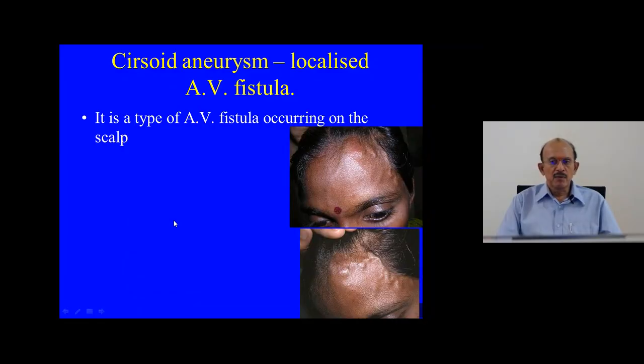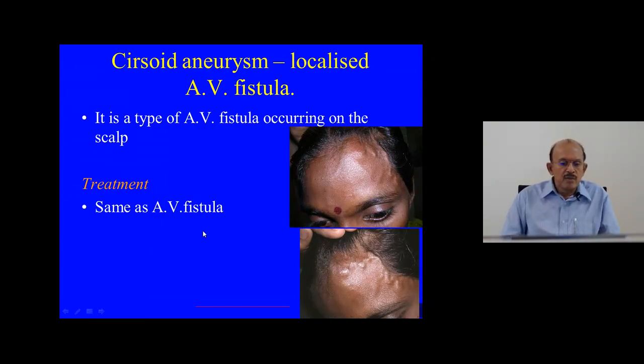Cirsoid aneurysm is a type of AV fistula occurring on the scalp. Treatment is the same as AV fistula. Treatment of the plexiform hemangioma is just like treatment of AV fistula. What is the treatment of AV fistula? What is the best treatment for AV fistula?